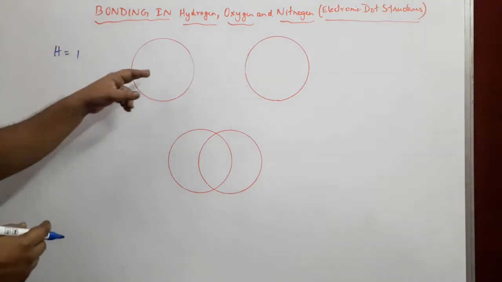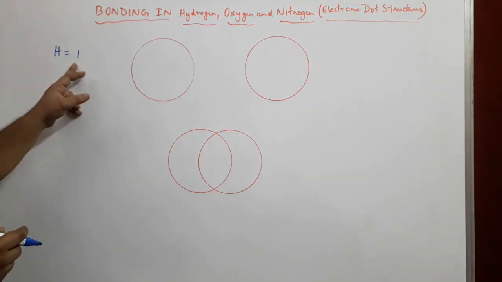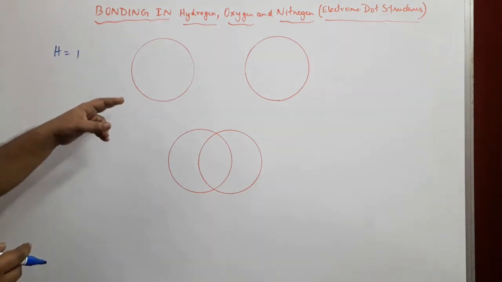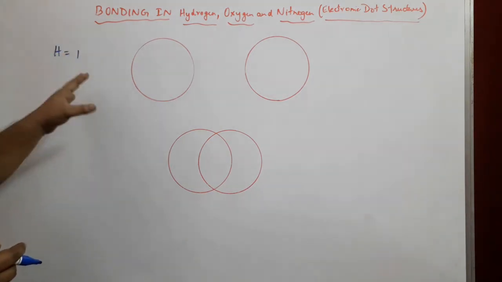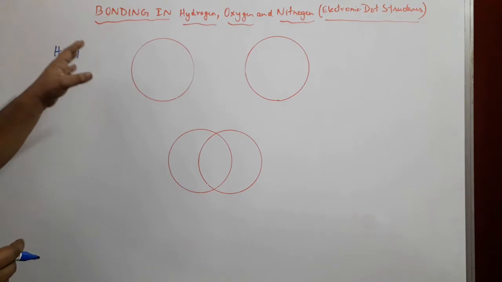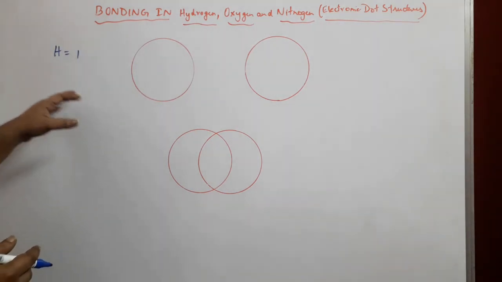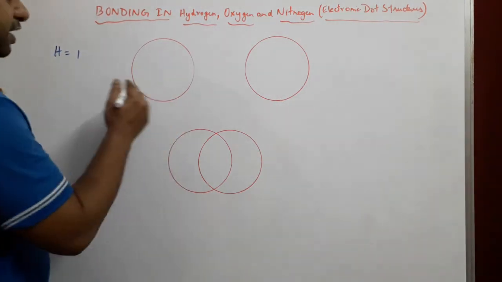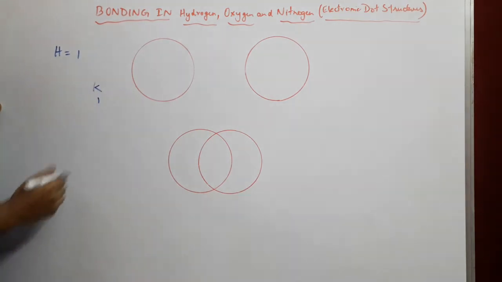To know what are valence shells, what is valency and what are valence electrons, please go to the video where we have discussed all these terms with examples. The link for that is given in the description below. So in case of hydrogen, it fills up only the K shell. In the K shell, only one electron is present.